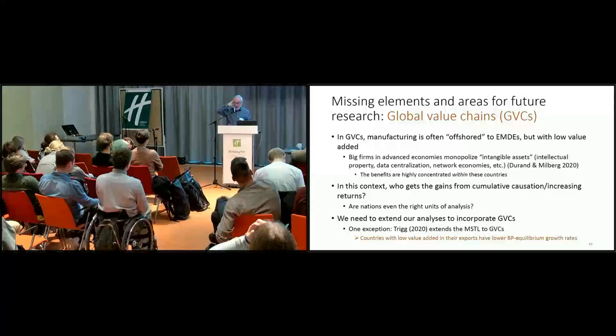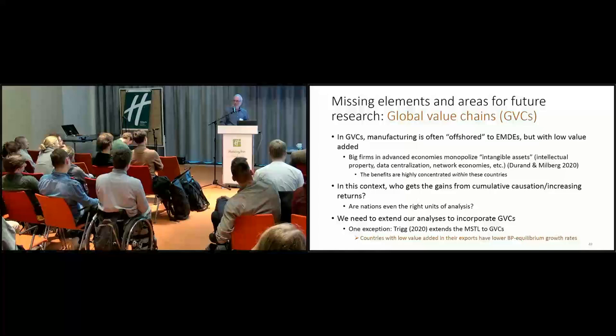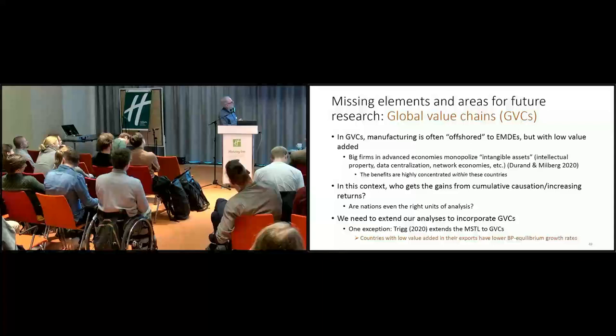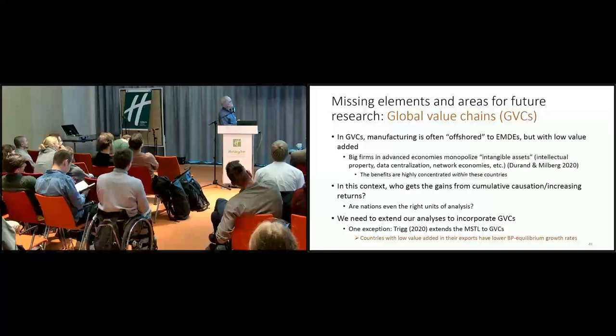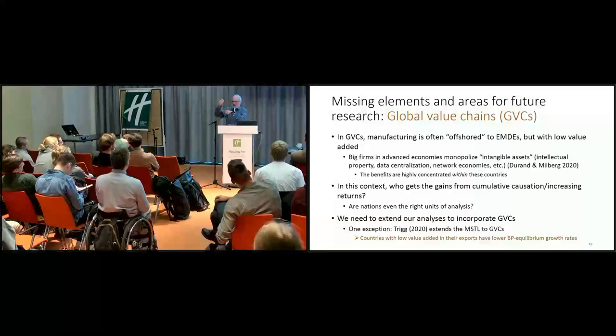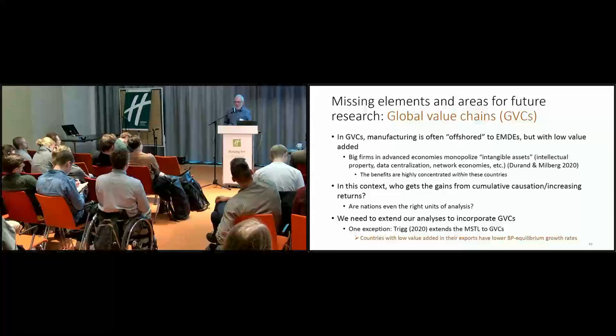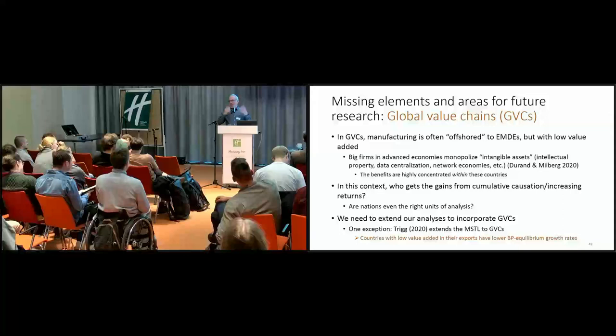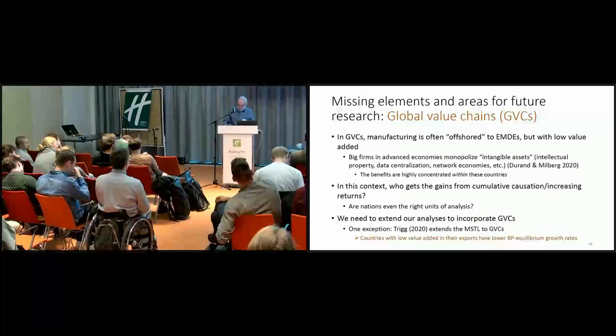There's one simple example. A fellow named Trigg published a paper in 2020 with an incredible amount of matrix algebra. You have to read this paper if you like matrix algebra. He's got a lot of matrices, and if you interpret what he says, I don't think he ever quite tells you, but the bottom line is that countries with low value added in their exports have lower BP equilibrium growth rates, because all the matrix operations manage to subtract out all the imported intermediate goods. So if you don't have a lot of value added in your assembly work, for example, you're like Mexico and you don't get most of the gains. But again, that was on my list of important dissertation topics and future research areas.